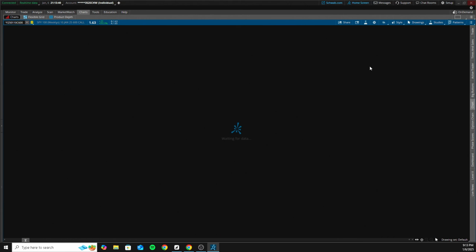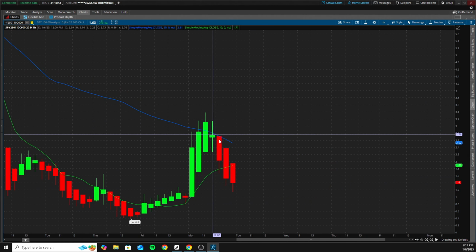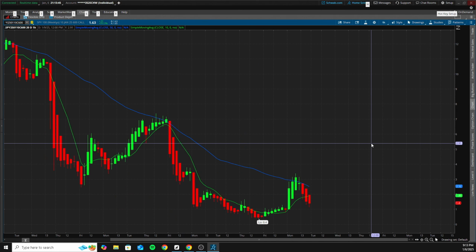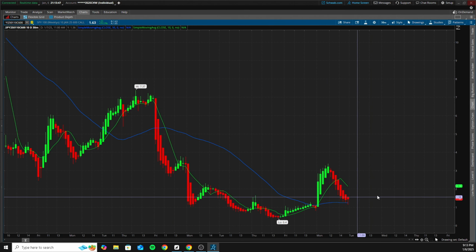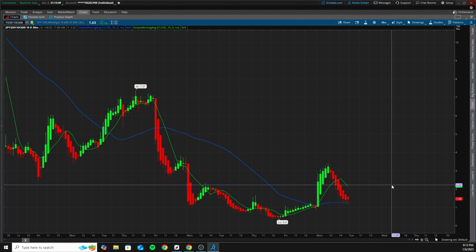We did reject this 1-hour 50 right here. We broke above it a little bit and then it got back under, rejected. It is down a little bit, but until we lose this 30-minute 50, I can't really be bearish. So that's what we did today. That's the plan going into tomorrow. So just look for those trades I gave you guys.